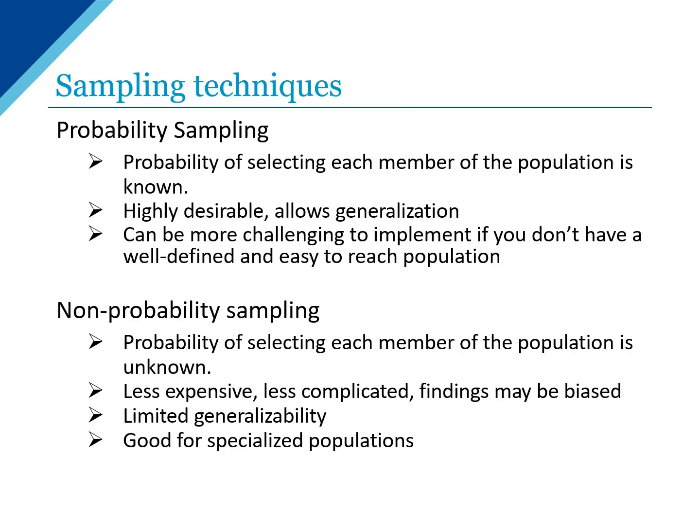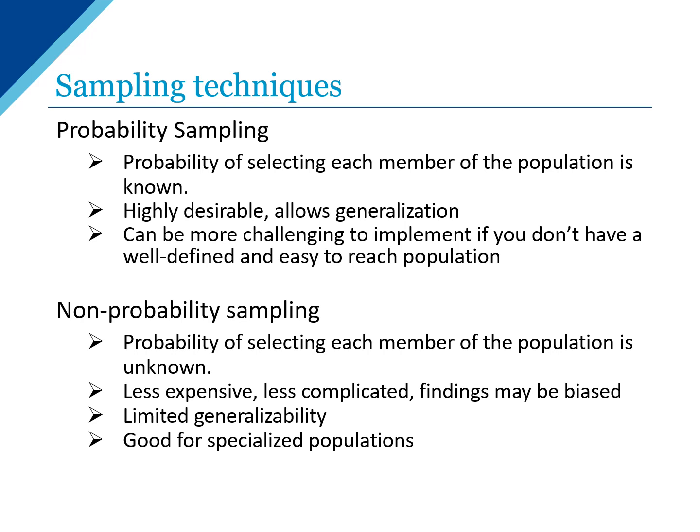There are two types of sampling techniques. In probability sampling, the probability of selecting each member of the population is known. This is highly desirable because it allows for the most generalizability from your sample to the population, but it can be challenging to implement when you don't have a well-defined population or access to every member.